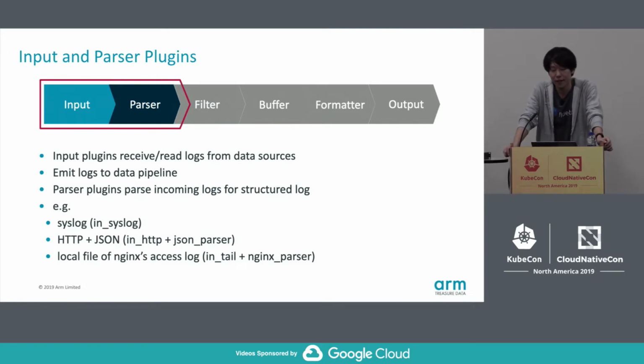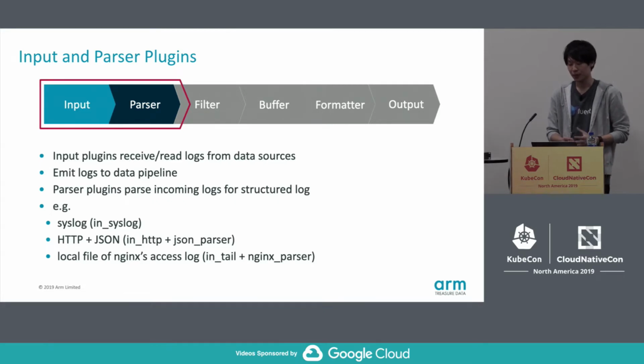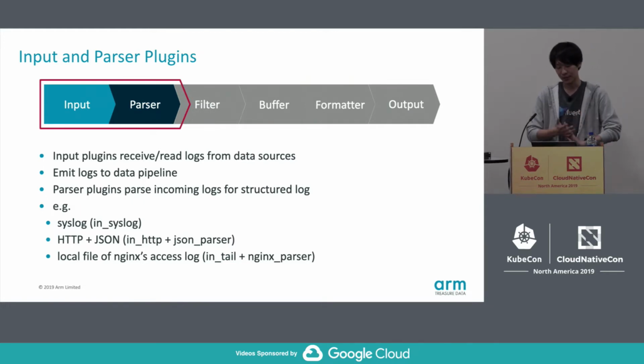I'll talk about input and parser plugins in more detail. The input plugin receives data. If the data is not structured, use a parser plugin to build structured data. And this is an example. If you use the in_http plugin and the JSON parser, Fluentd can handle HTTP POST requests whose body is formatted in JSON. If the body is formatted in CSV instead of JSON, you can use the CSV parser instead of the JSON parser. So it's very flexible and easy to make use of.